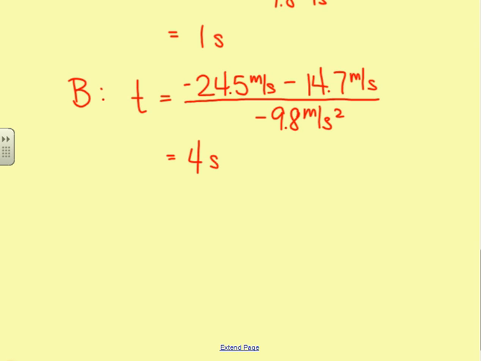So to answer part A, the difference in time, really I'm doing the time for ball B minus the time for ball A, so that I get a positive difference in time, and that's 3 seconds. A reasonable answer.